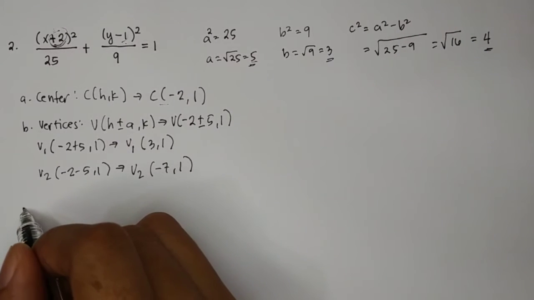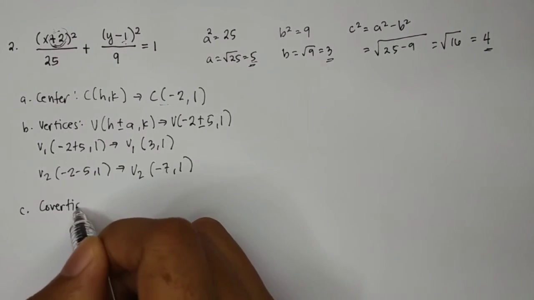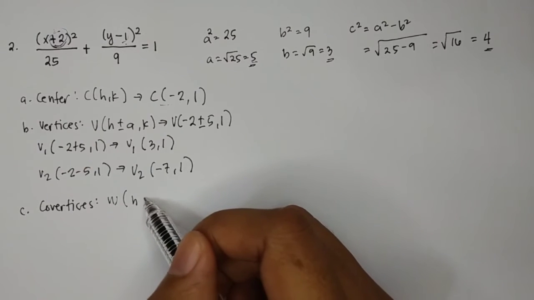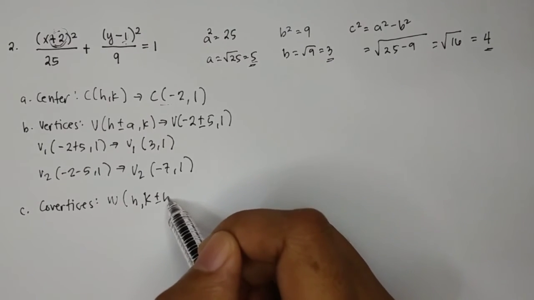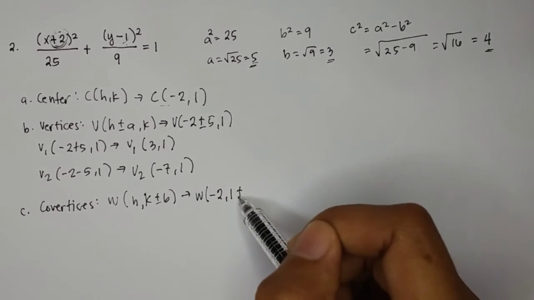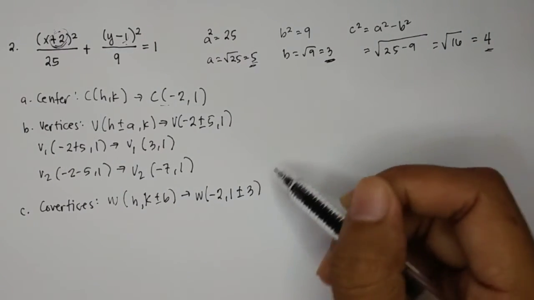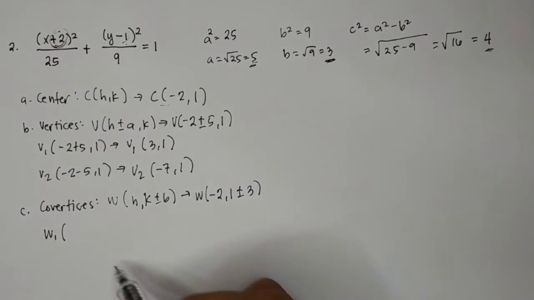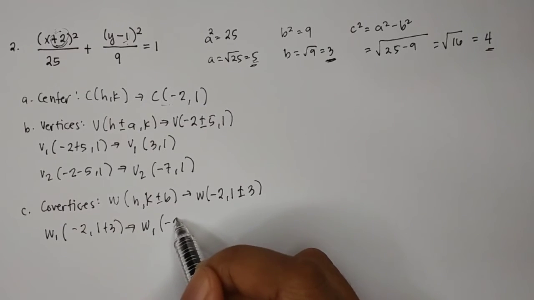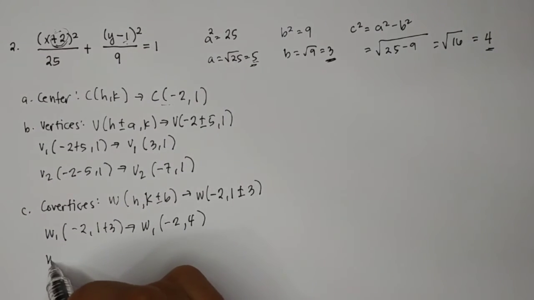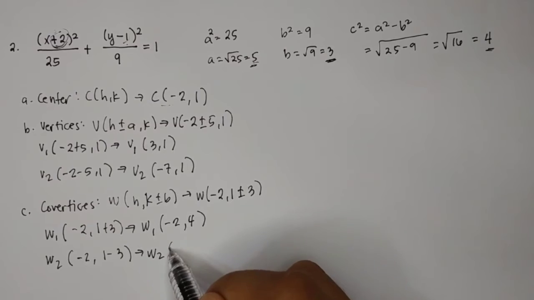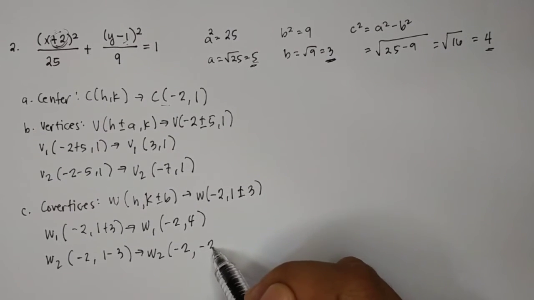Okay, then, let's proceed with our co-vertices. Co-vertices is, we have W, that is H, comma, K plus minus B. So, copy natin yung H and K, W. Ano yung H natin is negative 2, comma, 1 plus minus. Ano yung B natin that is 3. So, plus minus 3. So, W1 natin, we have negative 2, comma, 1 plus 3. So, W1 is negative 2, 1 plus 3, that is 4. Okay, our W2, we have negative 2, comma, 1 minus 3. So, W2 is negative 2, 1 minus 3, that is negative 2.